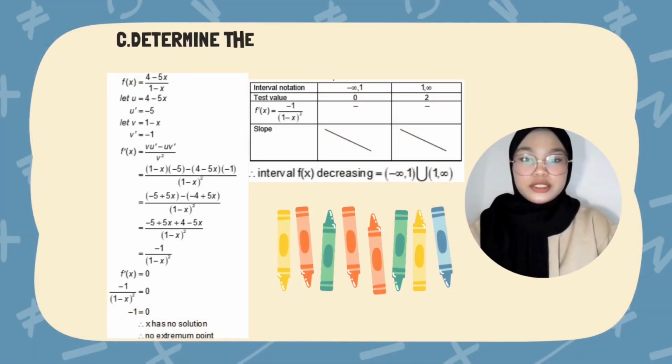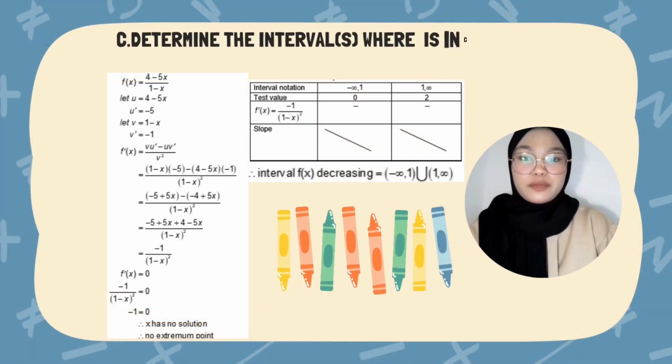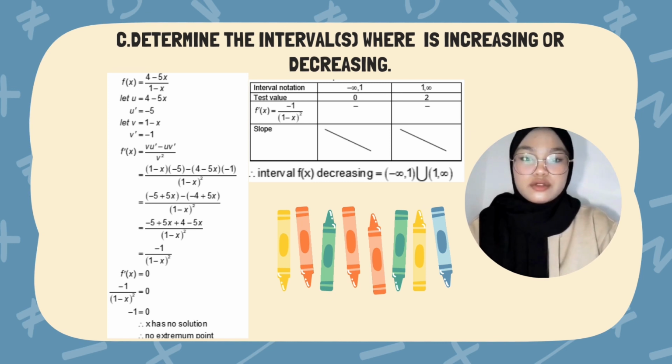So for question 2c, we need to find the derivative, which is f prime of x. So we are using f(x) equal to (4 minus 5x) over (1 minus x). To find f prime of x, we are using the quotient rule. So we set 4 minus 5x as u and 1 minus x as v. First we let u equal to 4 minus 5x and differentiate it. Then we get u prime equal to negative 5, and we let v as 1 minus x and differentiate it, and we get v prime as negative 1.